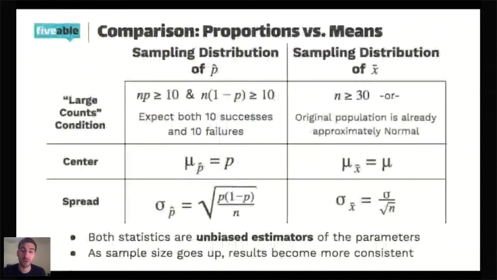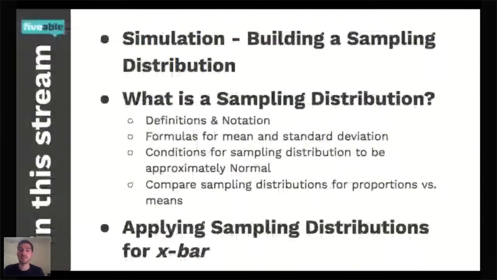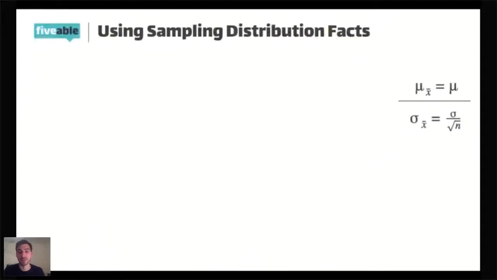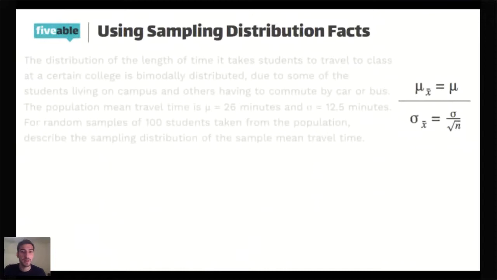The center and spread formulas are on the AP Stats formula sheet. So you don't need to have them memorized, but you do need to have the symbols memorized. The conditions for being approximately normal are not referenced anywhere on any kind of formula sheet. So you do need to have those cases memorized as to how you get an approximately normal sampling distribution. Let's look at some scenarios that ask us to apply these facts. So off to the side here are some reminders for you.